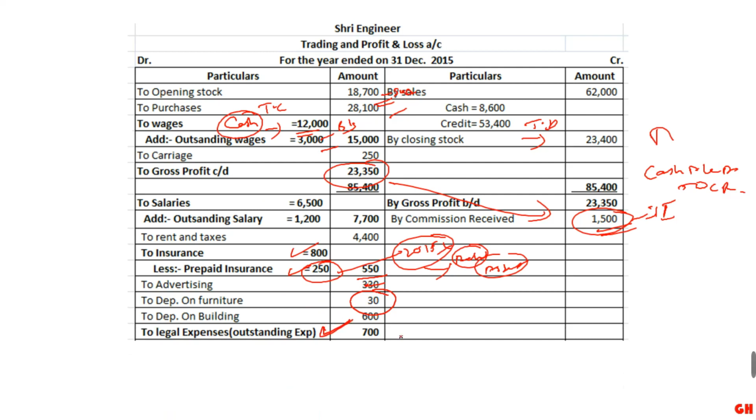So this full amount will be shown in the balance sheet as outstanding. If you see here, a part payment was done in wages. 12,000 was paid, 3,000 was remaining. So this is entirely shown in the balance sheet. But here, legal expenses of 700 are not entirely paid. So the full amount has to be debited because this expense is related to 2015. But nothing is paid. So that's why we need to show that in the balance sheet as an outstanding liability.